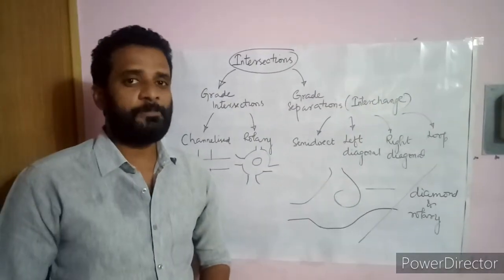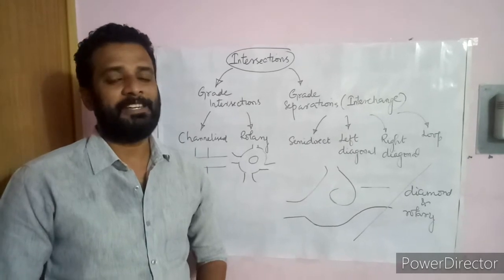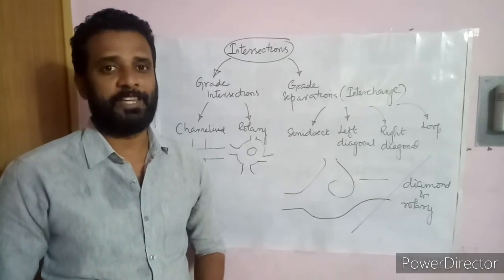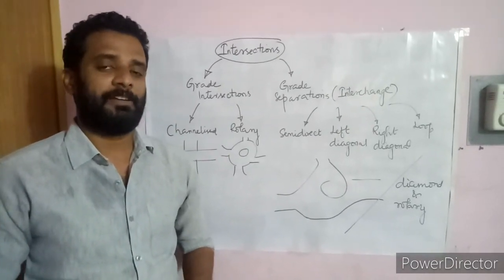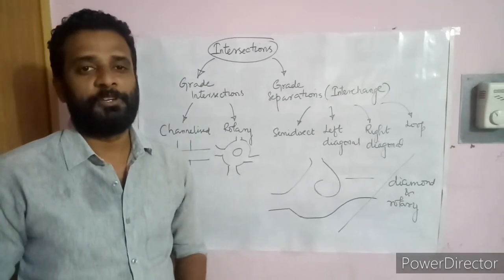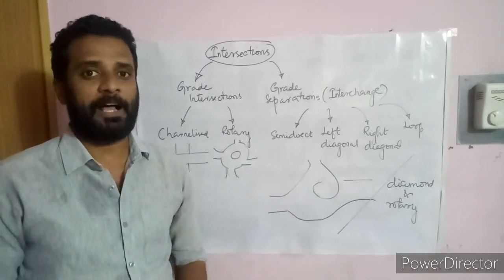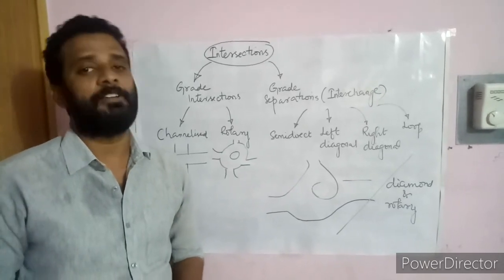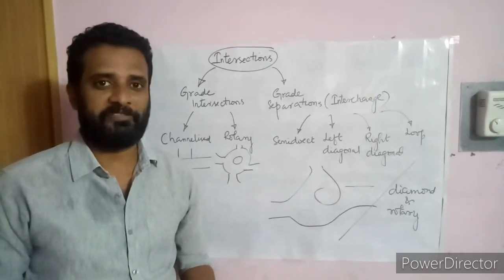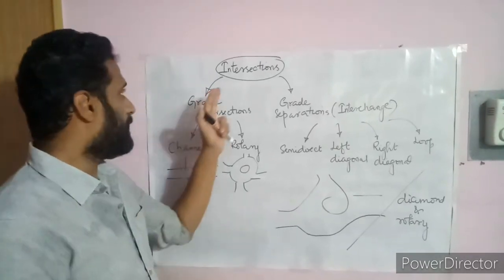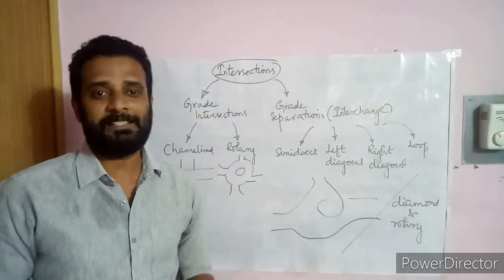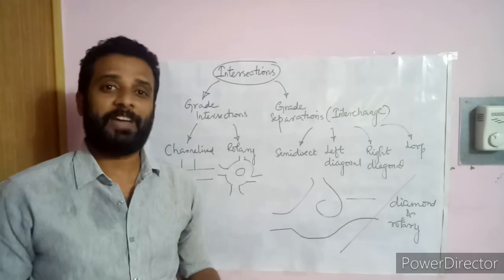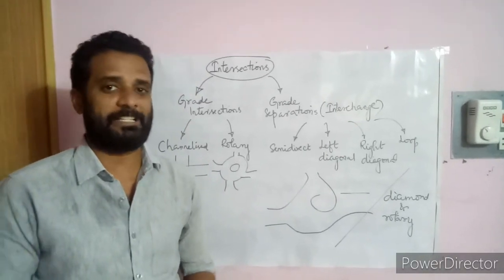Okay, when roads meet, there may be a chance of collision of vehicles, or there may be a chance of more accidents. So we need to provide a clear path when the roads meet. Maybe the roads are of the same level, or the roads may be at different levels. So the provision of such clearances at road junctions, or where the roads meet, is called intersections.